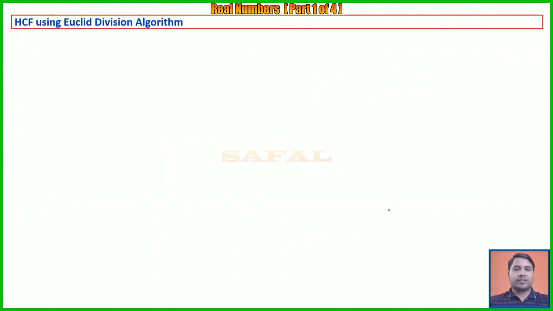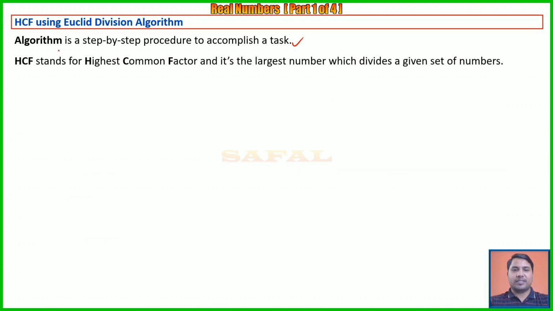So let's move ahead. Now we are trying to understand HCF and how to find HCF using the Euclid division algorithm. The first thing is, what do you mean by algorithm? An algorithm is a step-by-step procedure to accomplish any task. कोई भी टास्क आप ले लो, उसके लिए जो स्टेप बाय स्टेप प्रोसीजर है उस टास्क को कंप्लीट करने के लिए, उसी को अपन क्या बोलते हैं? एल्गोरिथम. Now here our task is to find HCF.